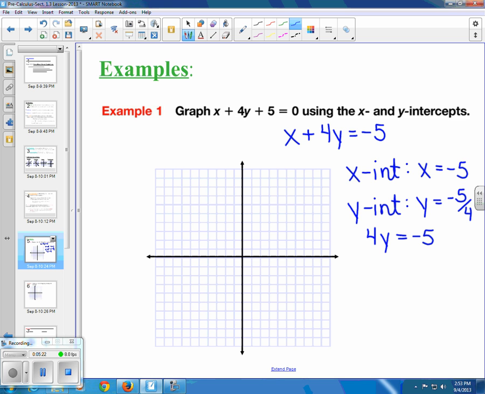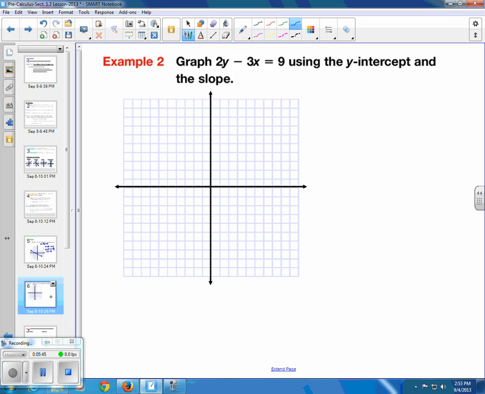If I plot the x-intercept on the x-axis and the y-intercept on the y-axis, so -5 gets plotted on the x-axis, -5/4 gets plotted on the y-axis, and I connect those points. Not a great job of drawing my line, but pretty close. I think you get the idea.